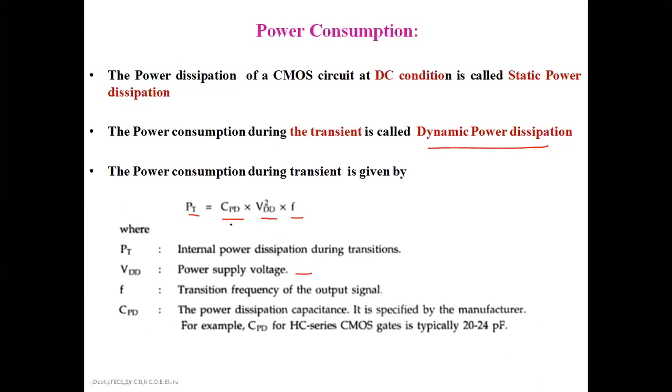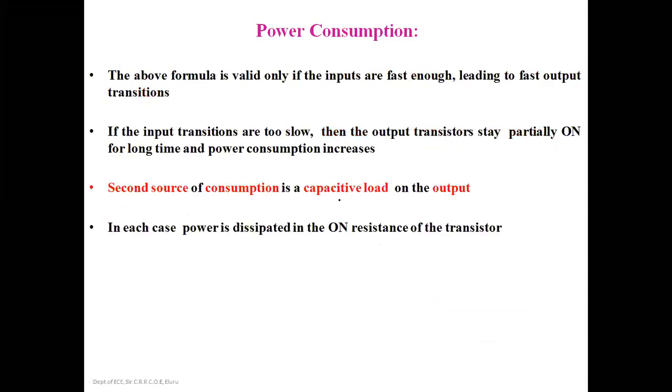And the next parameter is CPD, the power dissipation capacitance, which is usually specified by the manufacturer. For example, for HC series CMOS gates, the CPD value is typically 20 to 24 picofarads. So using this formula, we can determine the power consumption during the transient.